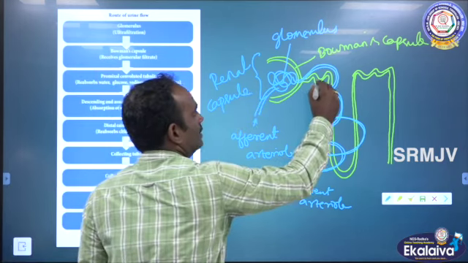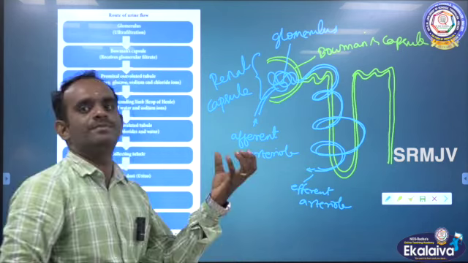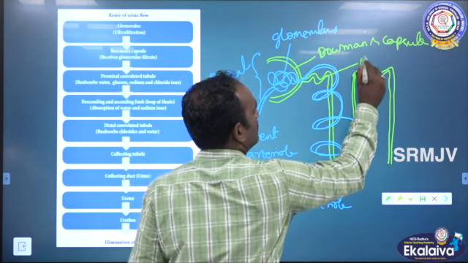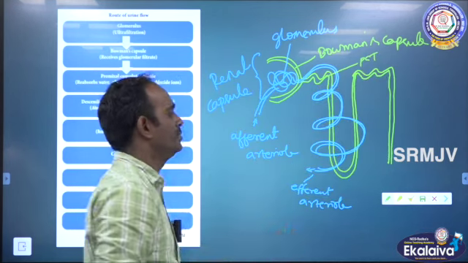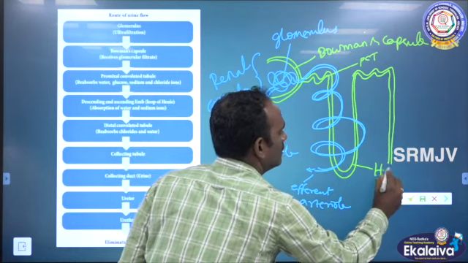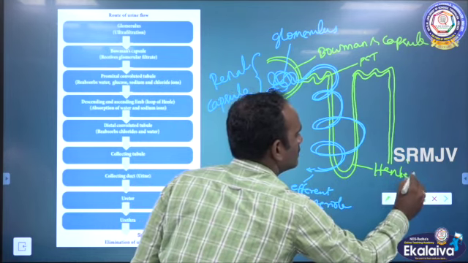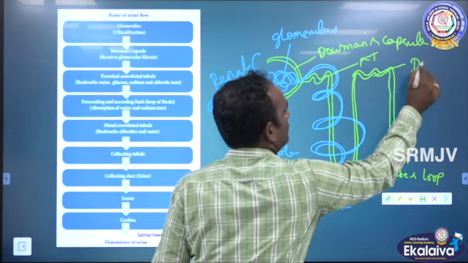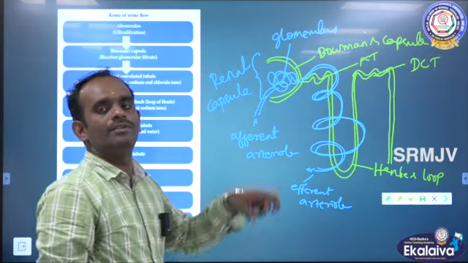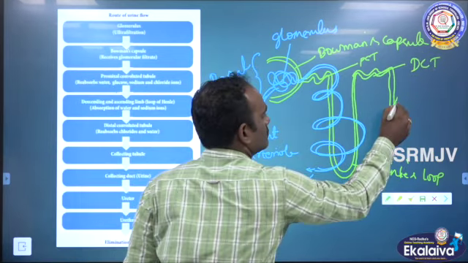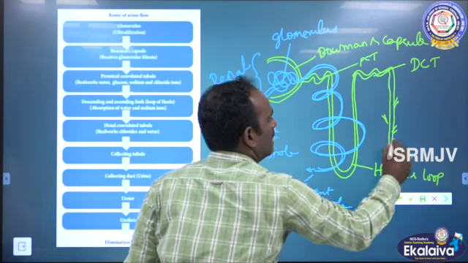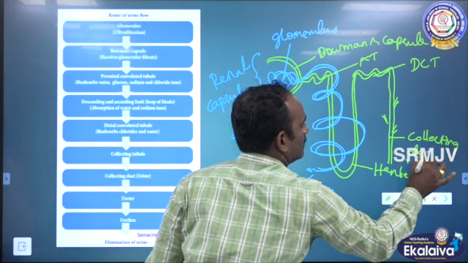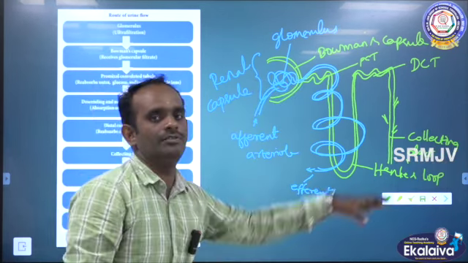And then this region below the Bowman's capsule, it is proximal convoluted tubule. See here. This is called PCT, proximal convoluted tubule. This part is called Henle's loop, and this region is called DCT, distal convoluted tubule. And this region is called collecting duct. Are you able to follow this, children?